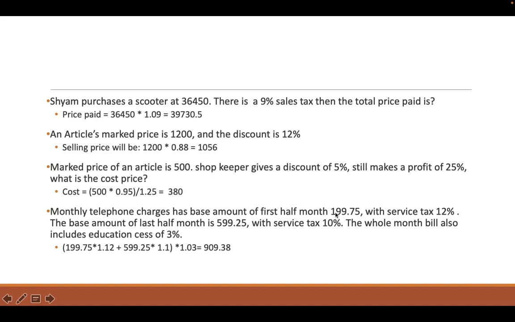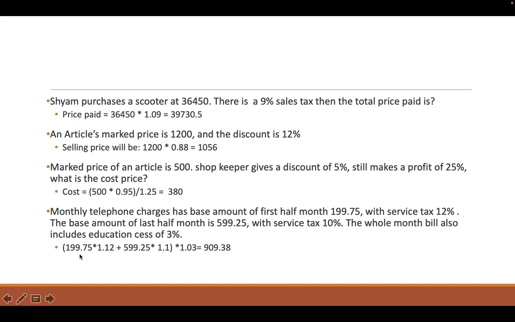Where in the first half month the base charges are this, but it will also include a service tax of 12%. The next half month will have a base charge of this, but it will also include a service tax of 10%. You see here when it was around 200, the service tax is 12%. When it is around 600, the service tax is around 10%. It has decreased a little bit. That's how they have kept the tax pricing. And the month will also include education cess. In addition to these taxes, some bills will also contain education cess, social security cess, and so on. So in this problem we need to consider education cess also.